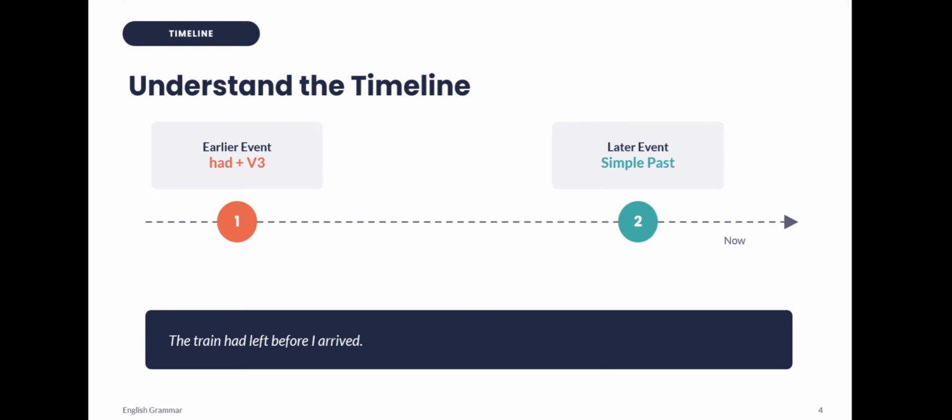Now here's the easiest way to understand it. Think of a timeline. Imagine two events. Event 1 happens first, that's your past perfect, had plus V3. Event 2 happens later, that's your simple past. For example, the train had left before I arrived. The train leaving happened first, so we use had left. My arriving happened second, so we use simple past, arrived.